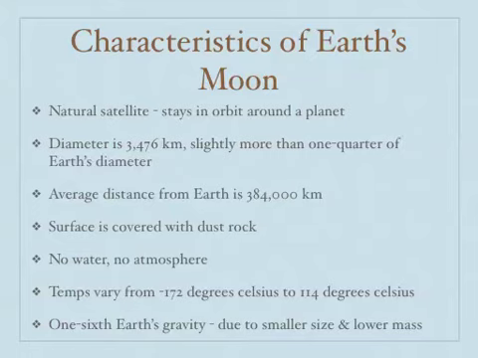It doesn't have gases being held in close to the surface. Because there's no atmosphere, the temperature varies greatly, anywhere from negative 172 degrees Celsius, which is way below freezing, and up to 114 degrees Celsius, which is way above boiling. The moon has 1/6 of Earth's gravity, and that's due to the fact that it's small and has a very small mass.